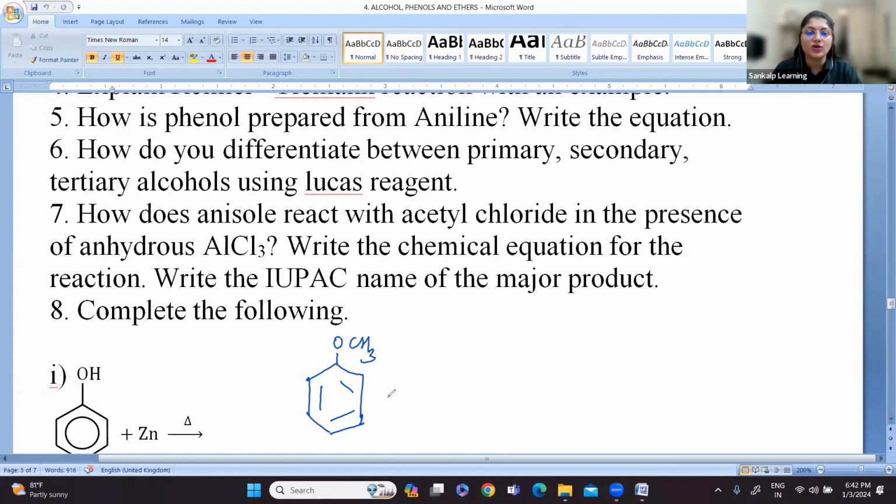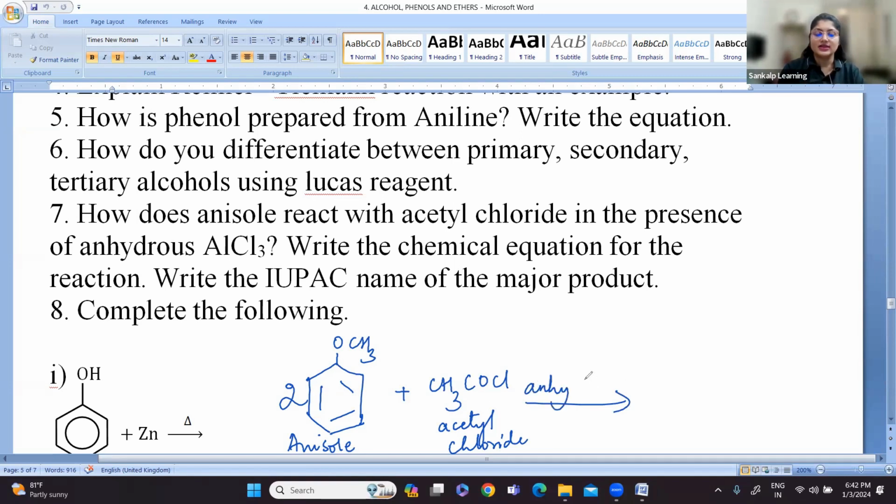So when anisole reacts with acetyl chloride, what is acetyl chloride? CH3COCl. So you have to take 2 moles of anisole. This is your anisole. This is your acetyl chloride. So when 2 moles of anisole react with acetyl chloride in the presence of anhydrous AlCl3, that is aluminum chloride, two products are obtained.